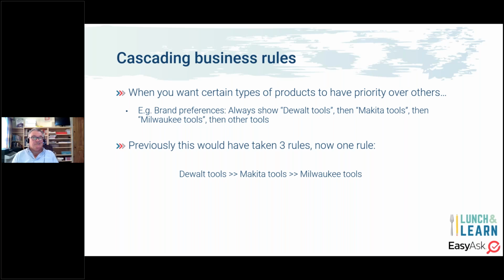But previously, to set up the rules to show DeWalt followed by Makita, followed by Milwaukee, followed by everything else, would have taken 3 rules. And it was something that we used to try and cover in our training sessions and our concierge sessions, but it was fairly complex to do. Now you can create a single rule which looks just like I put on the screen. You simply specify the groupings in terms of a search and separate them with that double chevron. And EasyAsk will figure it out, and those products will certainly get their business rule score increased according to where they are in that list. And if they're not in that list, then obviously they're not affected and end up with no increase in score.